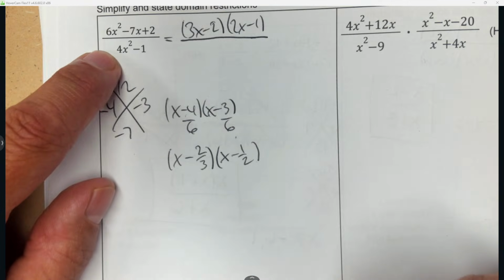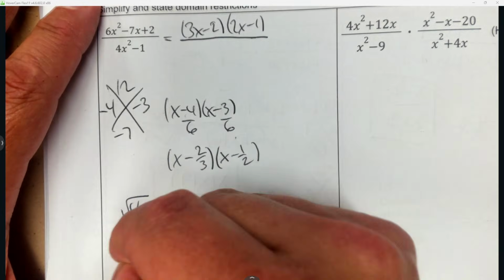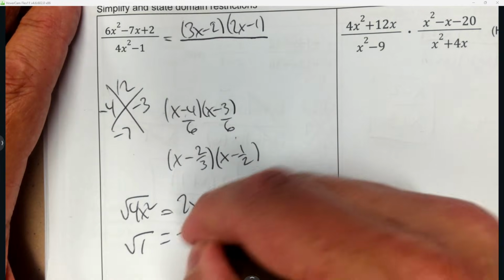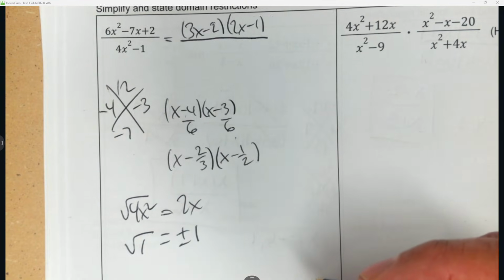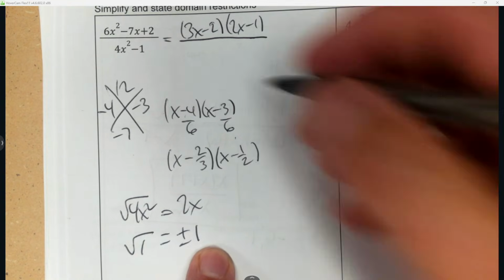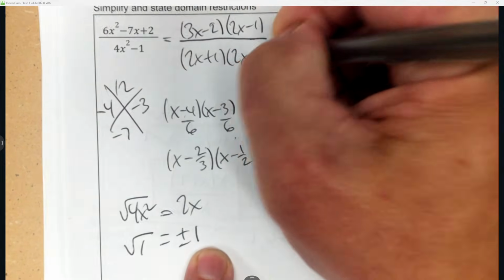4x squared, take away 1 is a difference of squares. So I square root 4x squared, and I square root 1. The square root of 4x squared is 2x. The square root of 1 is plus and minus 1. So we have 2x plus 1 and 2x minus 1.